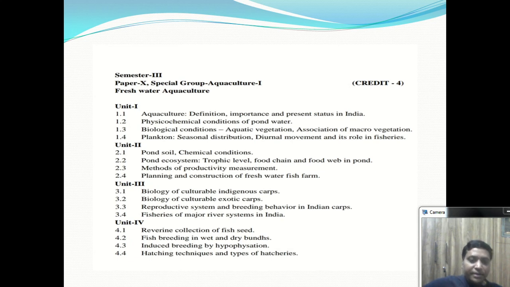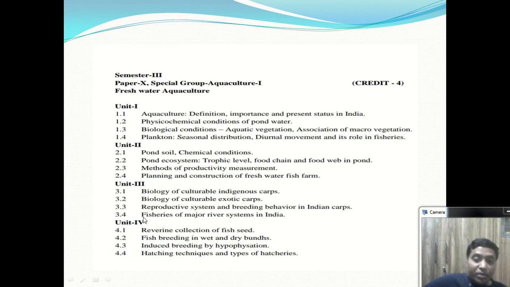Next to this topic is the biology of the exotic carp. That is fishes such as the mirror carp, and Hypophthalmichthys molitrix. This species is an exotic carp. There are also several other examples of exotic carps.